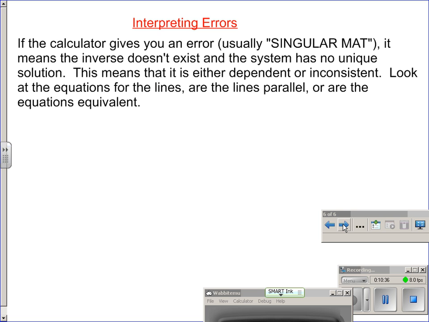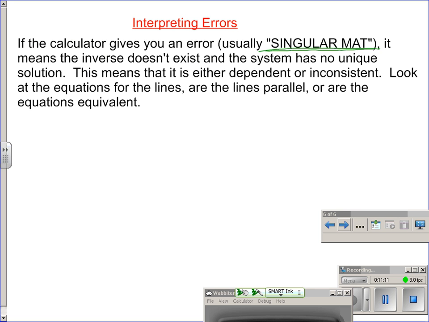So, when we solved equations, some of them had solutions. You got an answer for a value of x and y. Some of them didn't have solutions, or they had an infinite number of solutions. So, with a calculator, when you're doing this matrix equation stuff, if something goes wrong, you're probably going to get an error, and it's going to say singular mat, short for singular matrix. A singular matrix is one that doesn't have an inverse. It's a technical name. You don't need to worry about it, but that's where it's coming from.